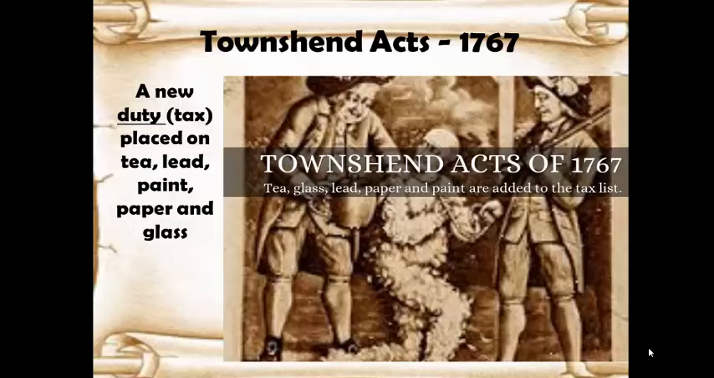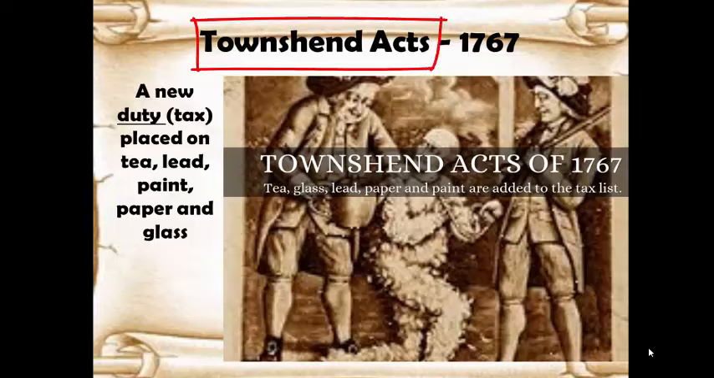Now, because Parliament, and remember Parliament is the British legislature or lawmaking body, and the king had gotten rid of the Stamp Act, they needed another way to make money. So they passed what was called the Townshend Acts. And this was a duty, and a duty is a word you should know, that's another word for tax.